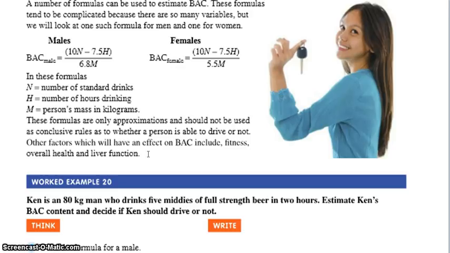Once again, we know how to solve these. And BAC is not three different variables. It's just one variable, BAC. Okay? So the BAC for a male is 10N minus 7.5H all over 6.8M. They give a little explanation of what each one is. N is the number of standard drinks, H is the number of hours drinking, and M is the mass of the person, in kilograms.